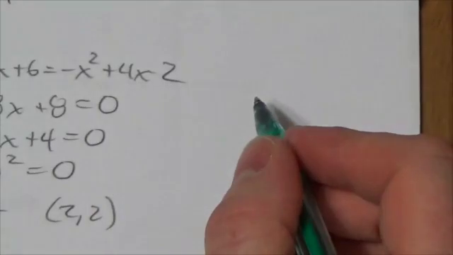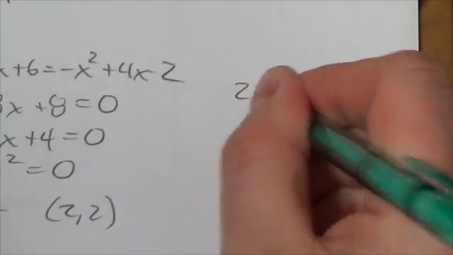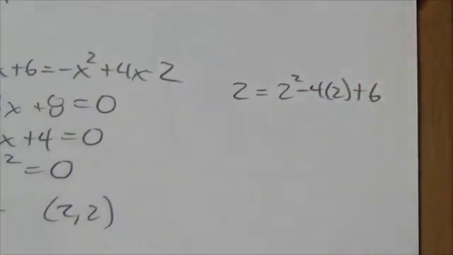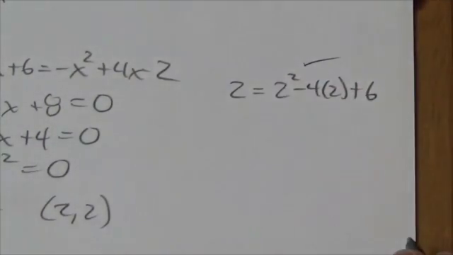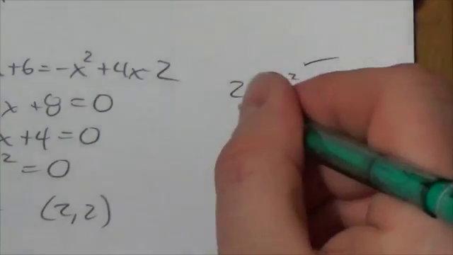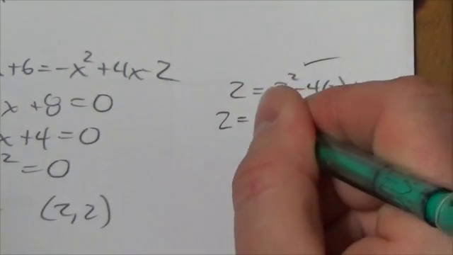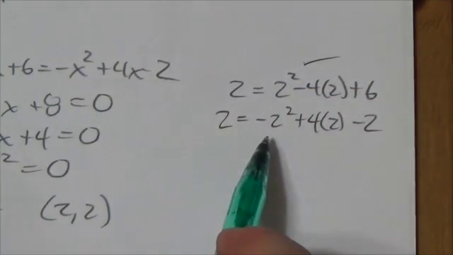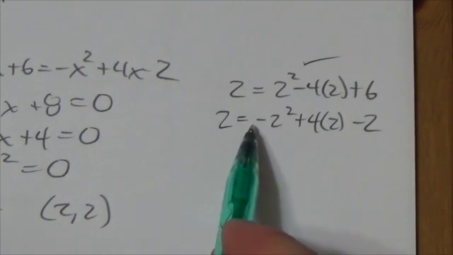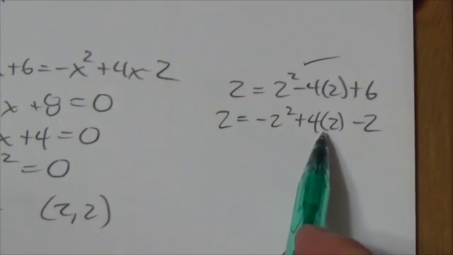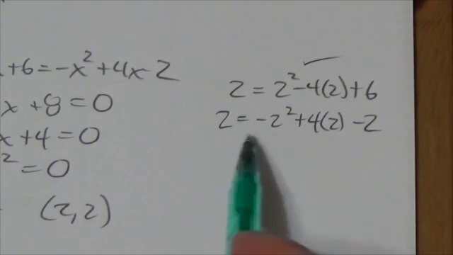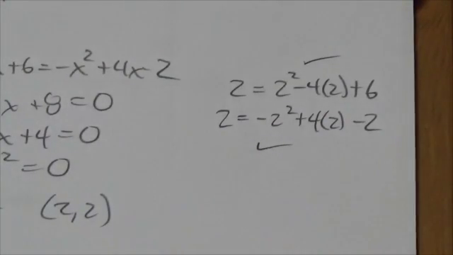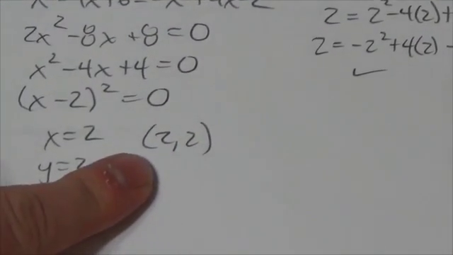And now I go back up and I need to verify this. So is the y coordinate 2 equal to 2 squared minus 4 times 2 plus 6? Well, yeah, I just used that equation to get it, so I would hope that would work. But does it work in the other equation? Is 2 equal to negative 2 squared plus 4 times 2 minus 2? Let's just take a look at this. 2 squared is 4, that's negative 4, plus 8 would be positive 4, minus 2 gets me positive 2. So yeah, left side equals right side. So the answer is that particular point right there, 2 comma 2.